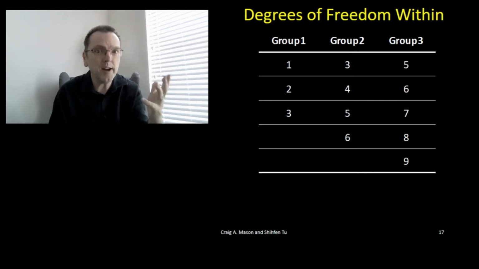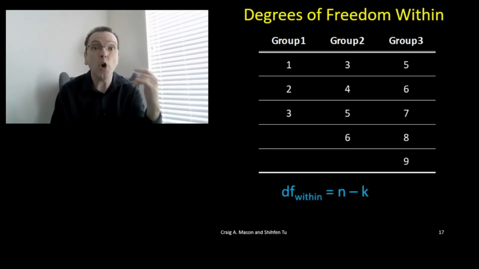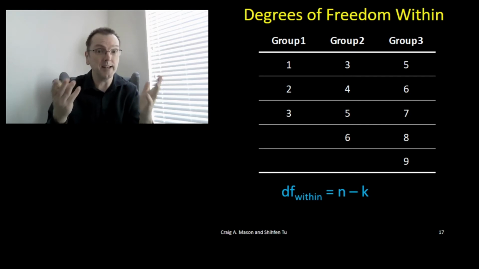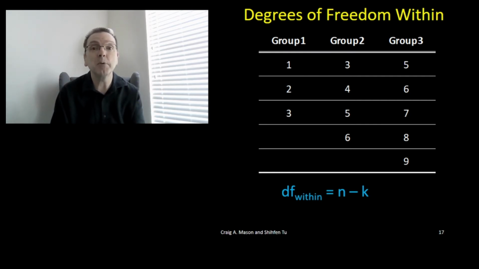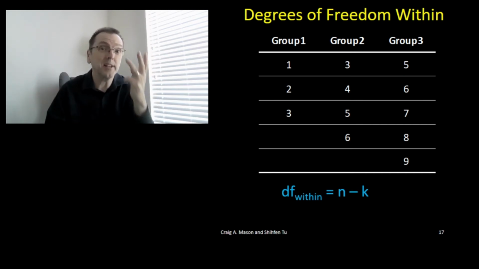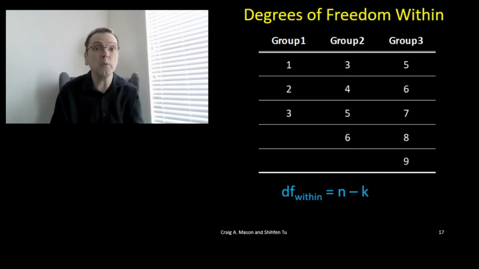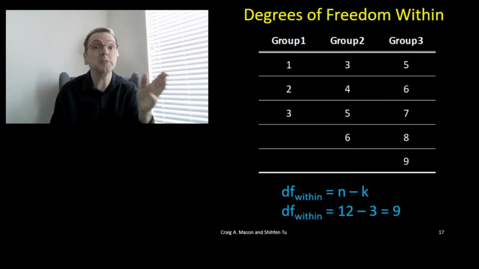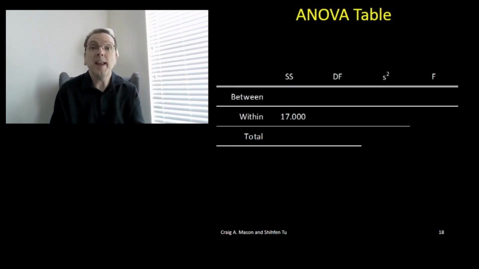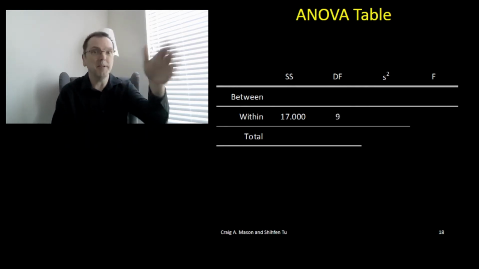The degrees of freedom within is simply the total n, 12 in this example, minus the number of groups, which if you remember we call k. Now in this case, k is 3 because we have 3 groups. So using this very simple data, our degrees of freedom within is therefore equal to 12 minus 3, which gives us 9. We can then enter that into our ANOVA table, all right, and let's keep going.